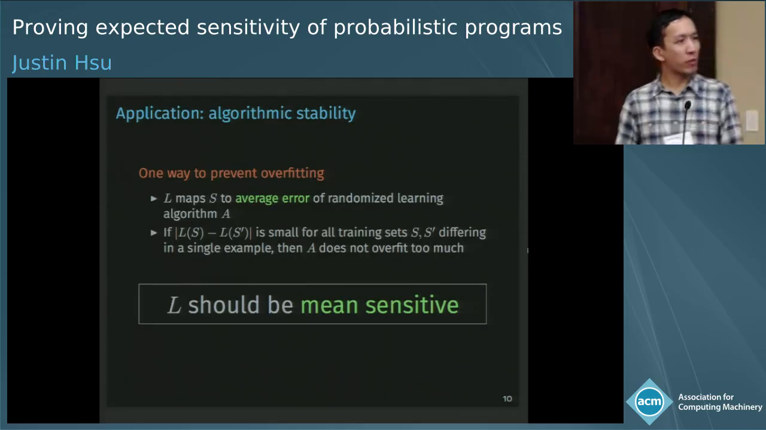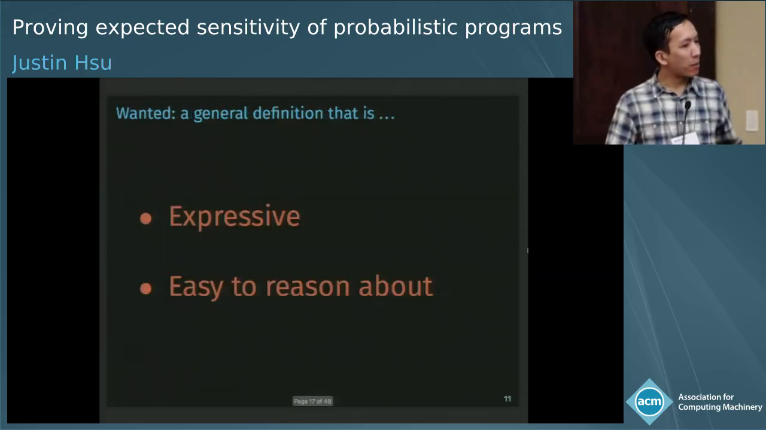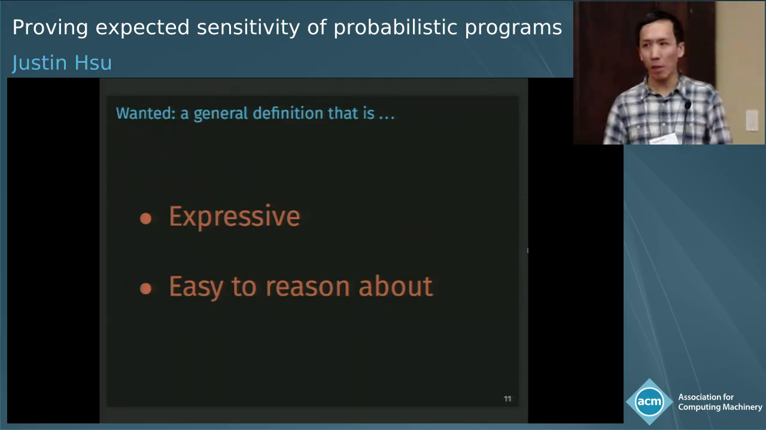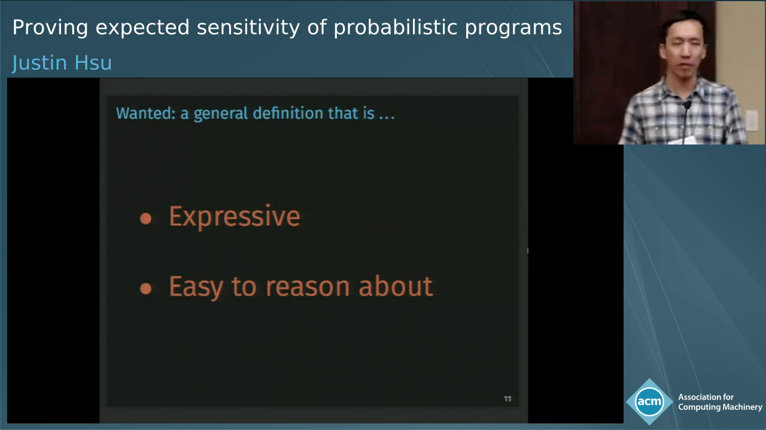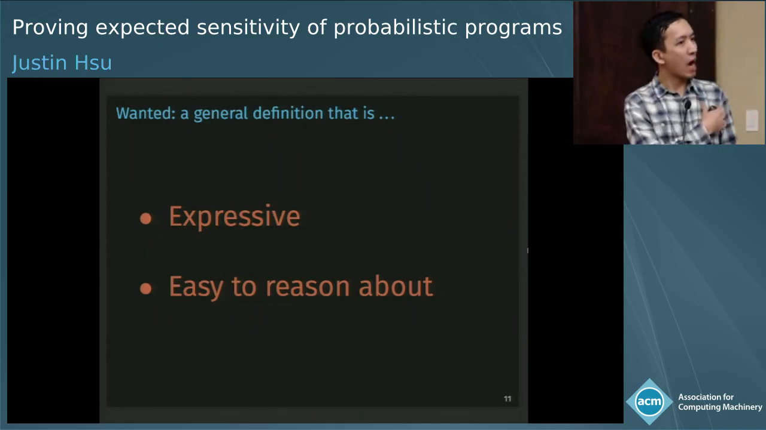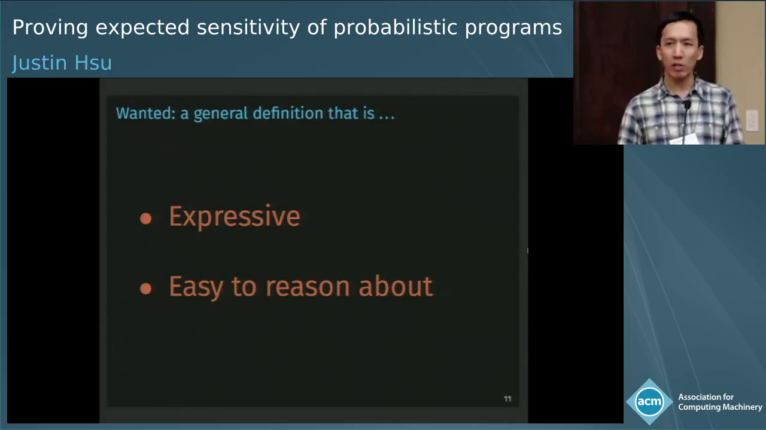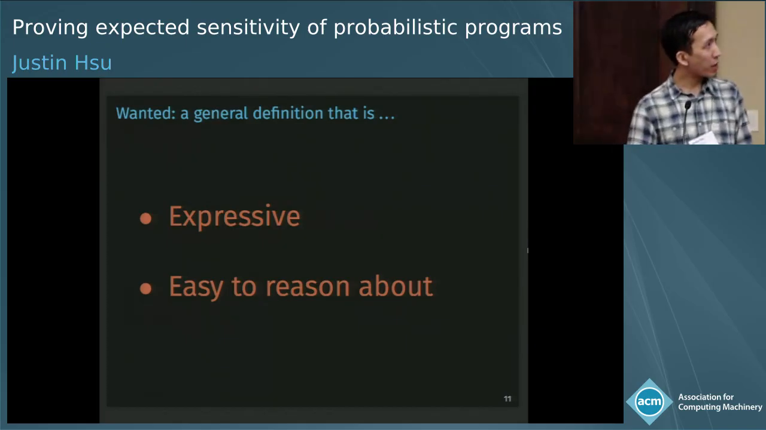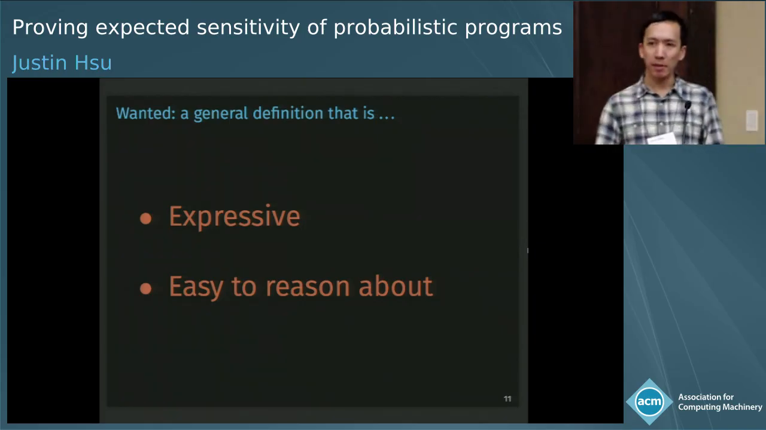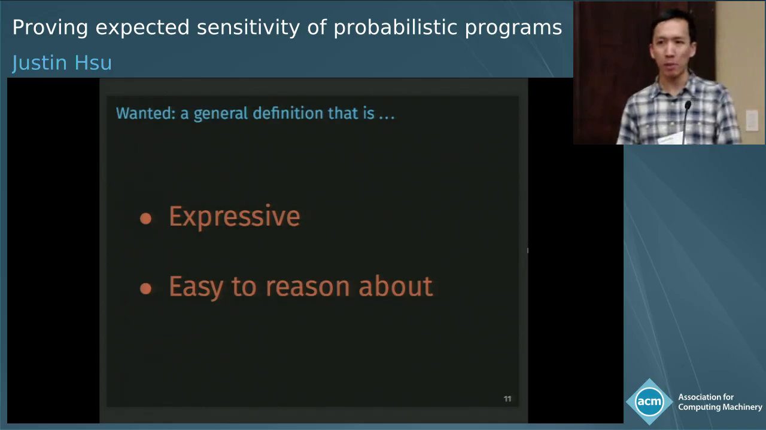So these are two definitions of probabilistic sensitivity. There are others. What we want is a general definition that is expressive, so it at least encompasses both of these definitions from before, and has room to characterize other kinds of sensitivity. We also want it to be easy to reason about. That can mean a lot of things, but for my purposes, I just want a definition that is compositional, that satisfies compositional properties like those we have for the deterministic case. To do this, we're going to combine two ingredients to define a general notion of probabilistic sensitivity. This is based on the idea of probabilistic couplings.